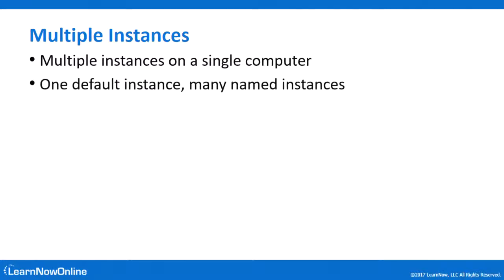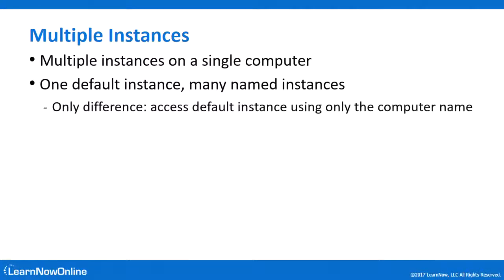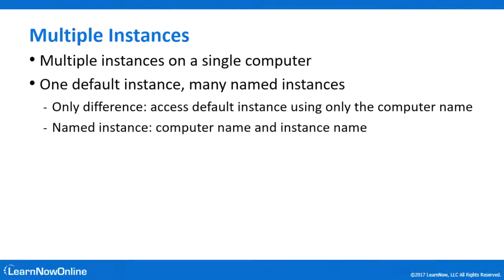The first is that you can install one default instance and multiple named instances, or multiple named instances with no default instance. The only difference between the default and a named instance is that to access the default instance, you use only the machine name to access the instance. A named instance requires the machine name and the instance name. So that's the only difference, and that's a pretty mild difference. It's not a big deal.